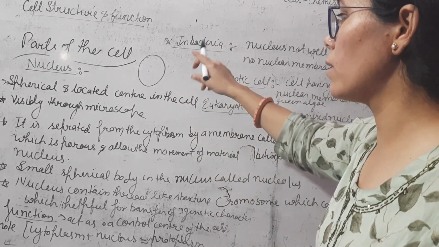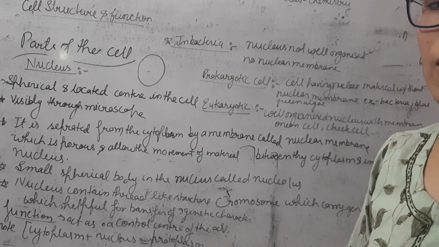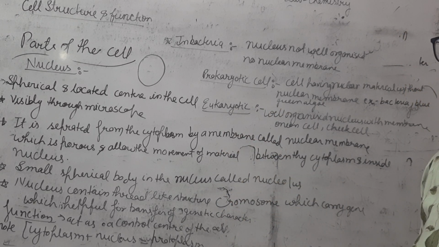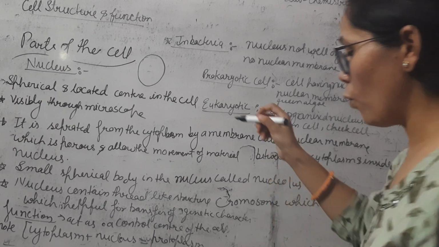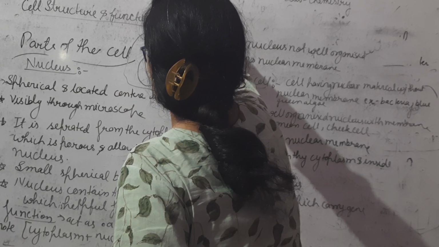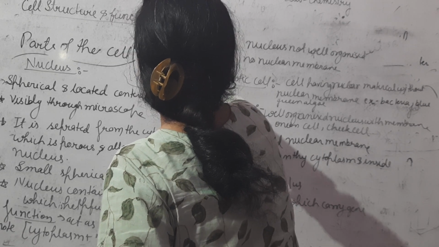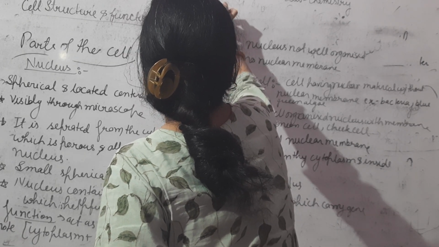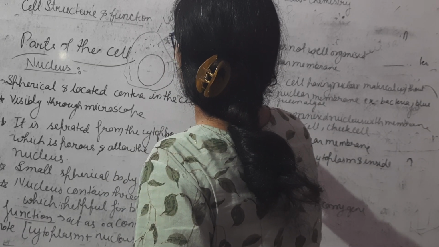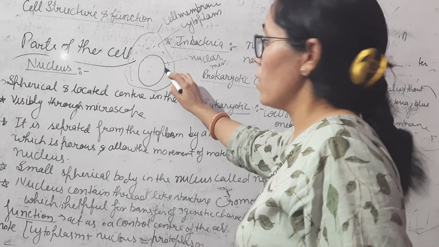The structure of the nucleus is spherical and it is located in the center of the cell. It can be easily seen with a microscope. It is separated from the cytoplasm by a membrane. For example, this is our cell. This is the cell membrane. This is the jelly-like substance, the cytoplasm. Now, this membrane is the nuclear membrane.